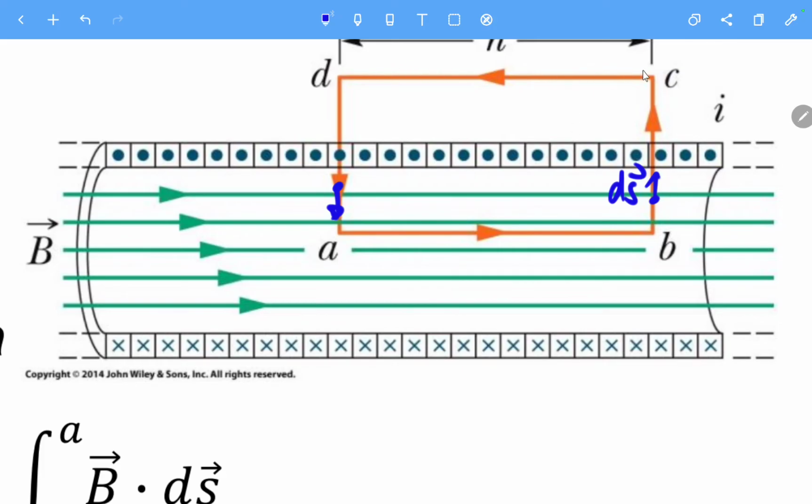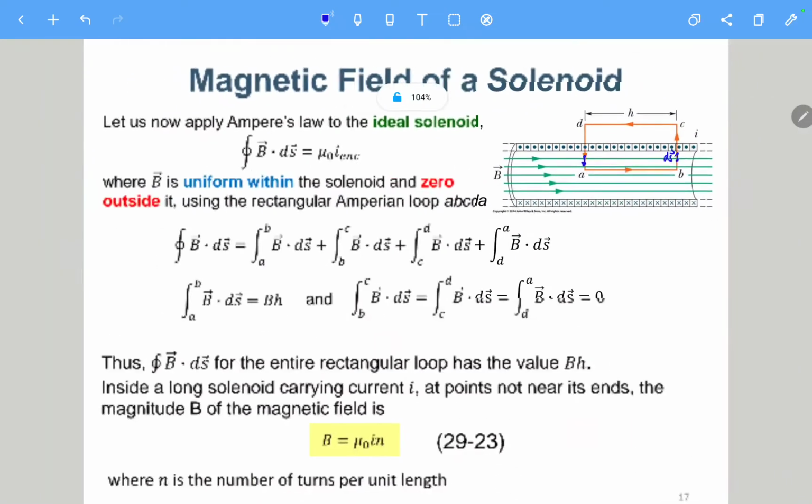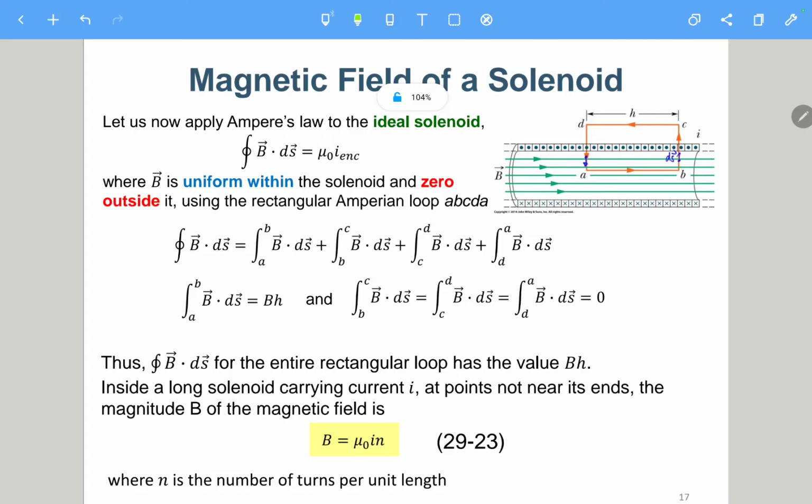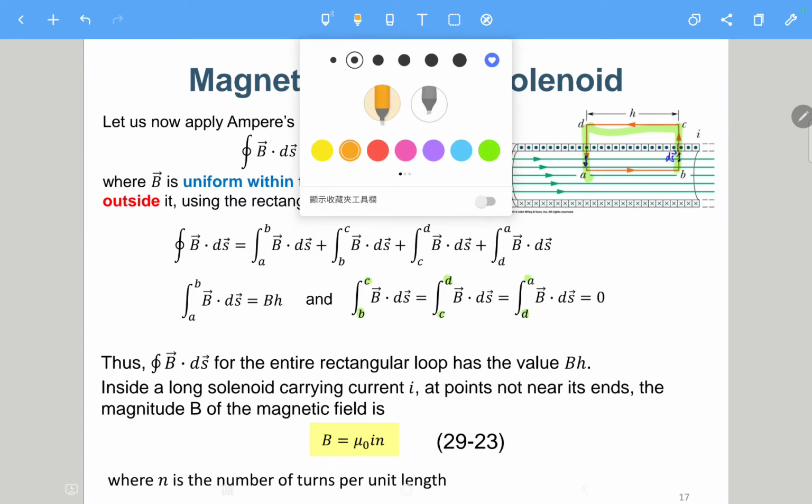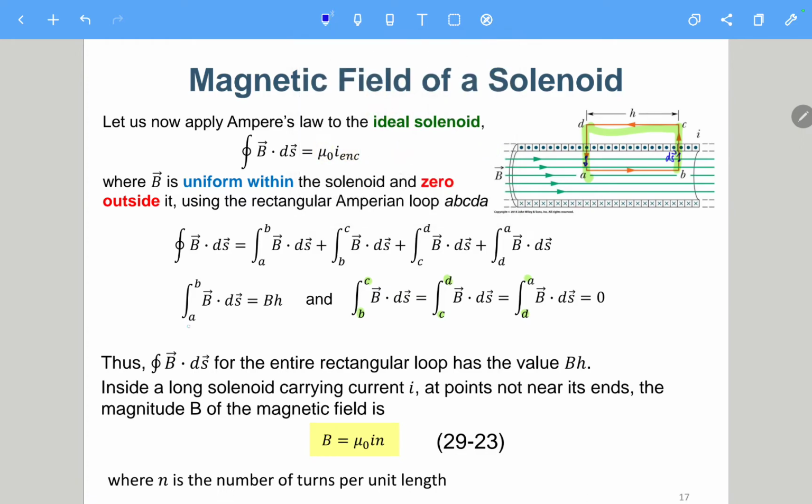Also for this C to D, the B field is 0. We already assumed this case. So the integration of B dot ds from C to D is also 0. So the integrals from B to C, C to D, and D to A are all 0. The only remaining term is actually this one, from A to B.